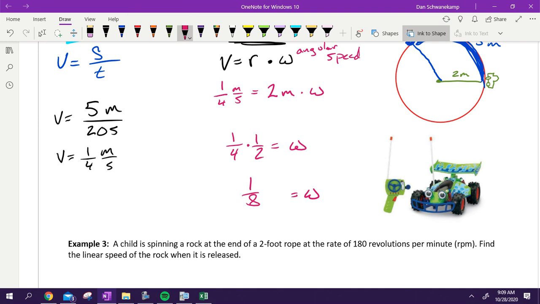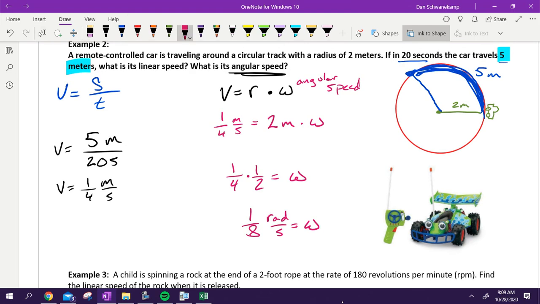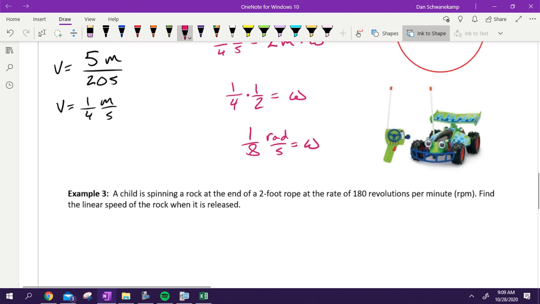Units are a little strange here. What are units going to be? It is radians per second because we are talking about the angular motion. I know it's weird here, but because of what we're doing there, that is the radians per second. Questions on that one? Again, use that simple formula. You'll be good to go.